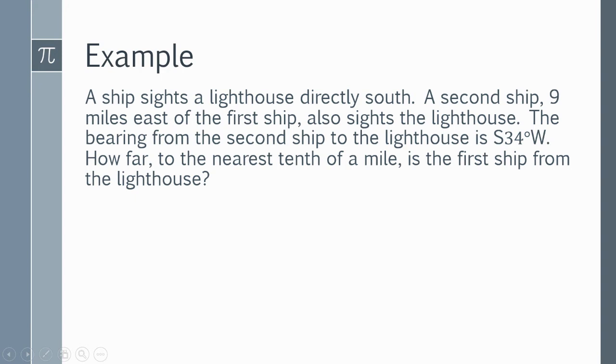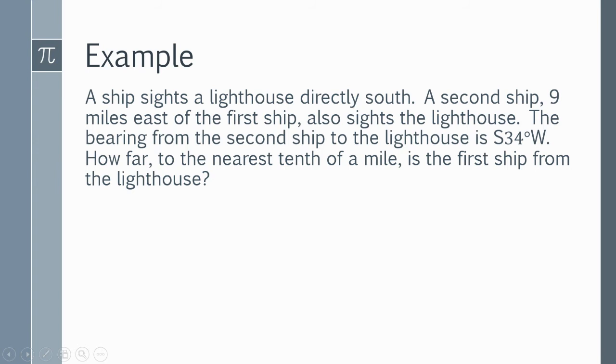Let's do another example. It says a ship sights a lighthouse directly south. A second ship, 9 miles east of the first ship, also sights the lighthouse. The bearing from the second ship to the lighthouse is south 34 degrees west. How far to the nearest tenth of a mile is the first ship from the lighthouse? Okay, lots of information here.